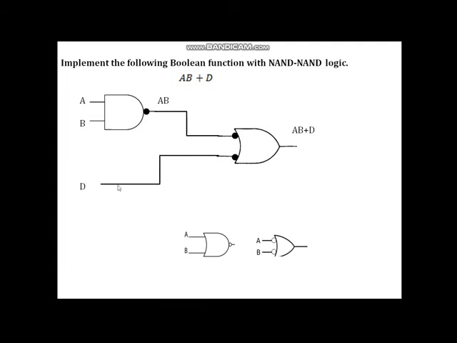Bubble is an inverting operation. Here I am using an inverter for that. Instead of a bubble, I am using an inverter. So now this AND gate is converted into NAND. This is an inverted-input OR, bubbled OR, which is equivalent to NAND. You can replace this by a NAND gate.